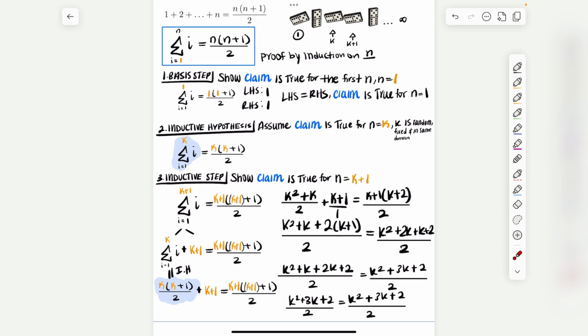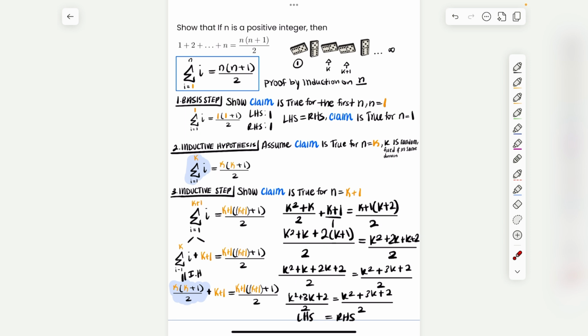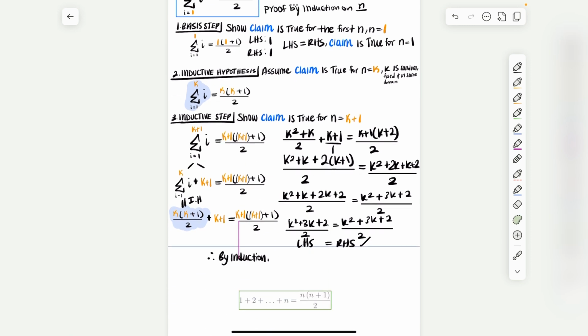And then we can drop this down right there, and look at what we have. We have k squared plus 3k plus 2 over 2 is equal to k squared plus 3k plus 2 over 2. So we showed that the left-hand side is equal to the right-hand side. In other words, we showed that our claim is true for n equal to k plus 1. So now we say, therefore, by induction, and we just drop whatever they wanted us to prove.